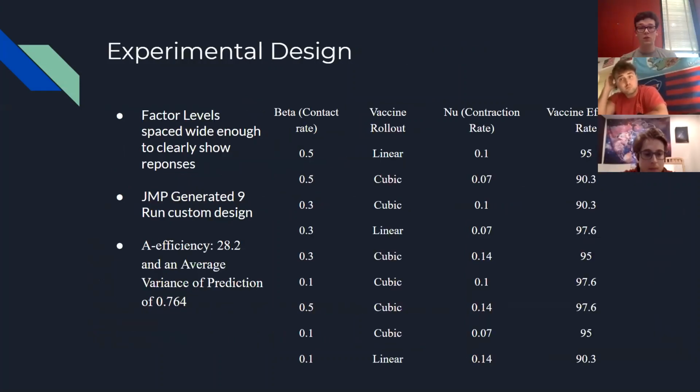So our experimental design incorporated these two things, the contact rate and the contraction rate, as well as 3 different levels for vaccine efficacy based on the CDC 95% confidence interval and mean, and then also 2 different rollout rates for the vaccine, just a linear accelerating rate and then also a cubic rate which peaks and then comes back down as more people get vaccinated. And we used JMP to generate a custom design for this.